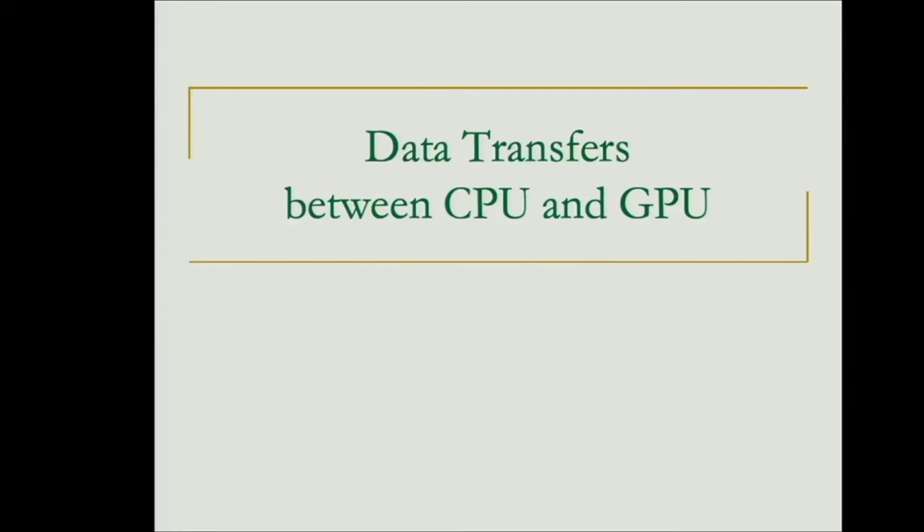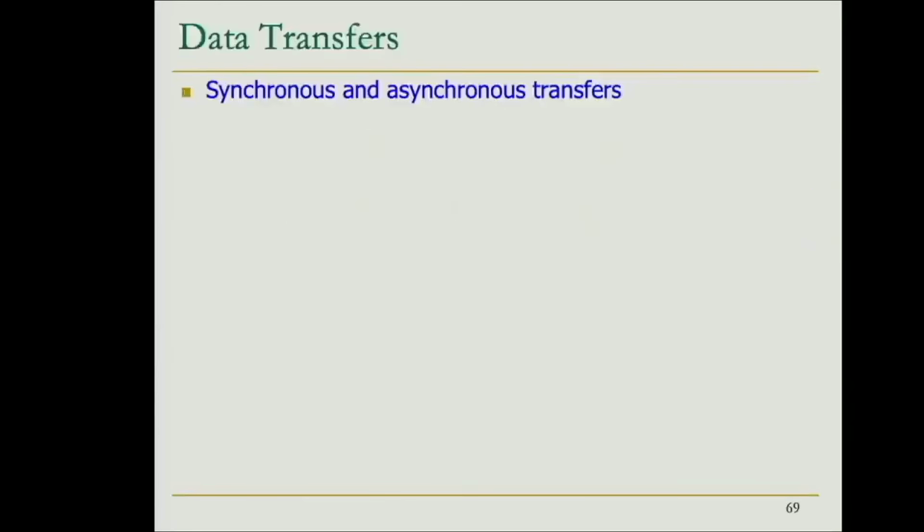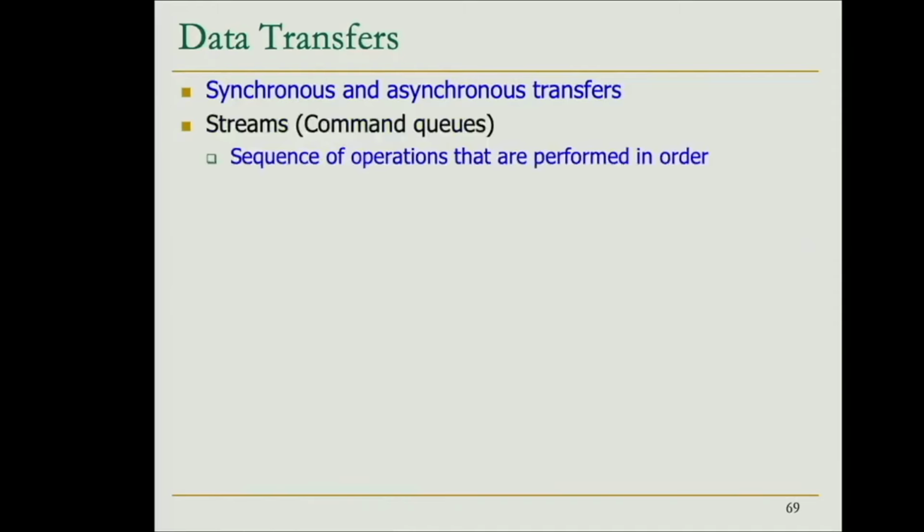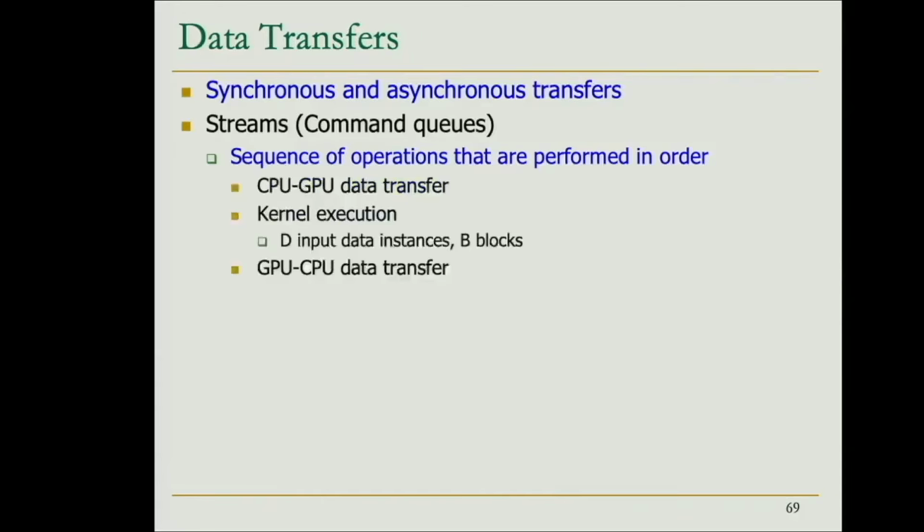And depending on how much computation I'm going to perform on the GPU side, I will be able to amortize this cost of the data transfer or not. So there are some ways of trying to deal with this. There is the possibility of using asynchronous transfers and what are called streams in CUDA or command queues in OpenCL. And these are defined as sequences of operations that are performed in order. I will show you what we mean with that.